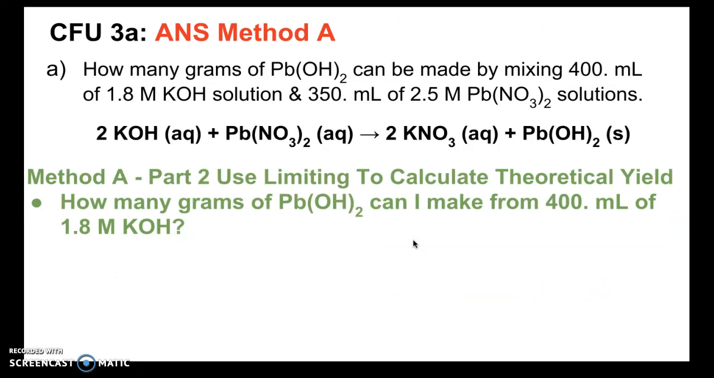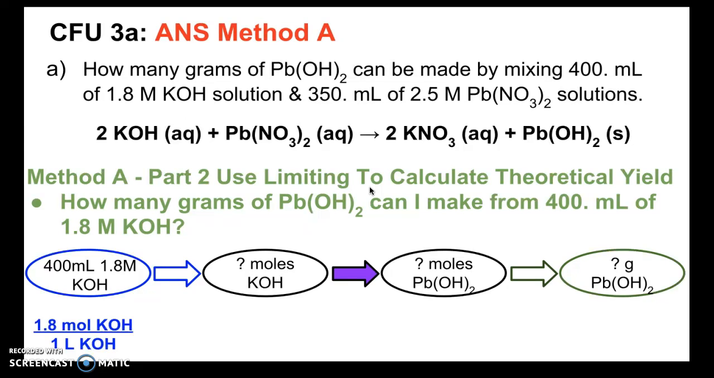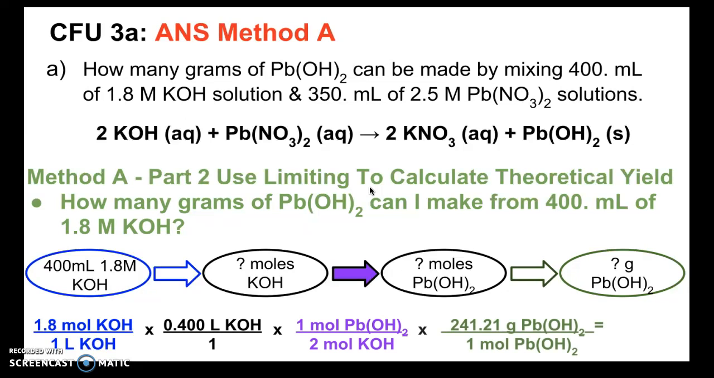The second step is to utilize my limiting reactant to calculate the theoretical yield. So now I'm asking myself, how many grams of Pb(OH)2 can I make from 400 milliliters of a 1.8 molar KOH solution? Remember, this is my limiting reactant. I'm using that to figure out how much product I can make. Since they want it in grams, I can't use a shortcut because I'm going from molarity information to grams. So I'm going to use the mapping here. This is what the work would look like: from molarity and volume of KOH to moles of KOH, from moles of KOH to moles of Pb(OH)2, and from moles of Pb(OH)2 to mass of Pb(OH)2. And that will give me 87 grams.